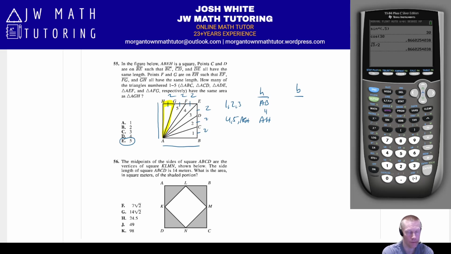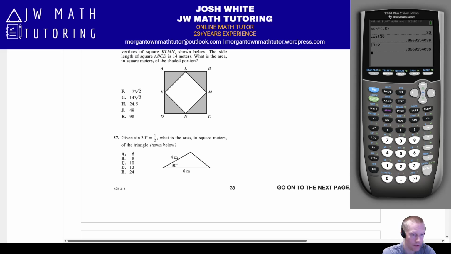And just to confirm, this distance right here is the height for these obtuse triangles that you see, because remember, the way you draw it, the height is the perpendicular distance between the vertex and the side that you're declaring as the base. So this distance right here, even though it's not in the triangle, is the height for triangle AFG and AEF. And then this distance right here is still the height for ACD and ADE. Therefore, the correct answer is E. It's 5. They all have the same area as AGH. And that's it for this problem.